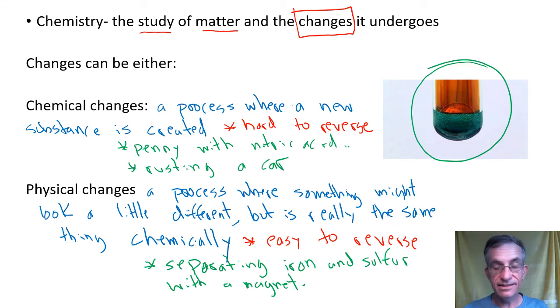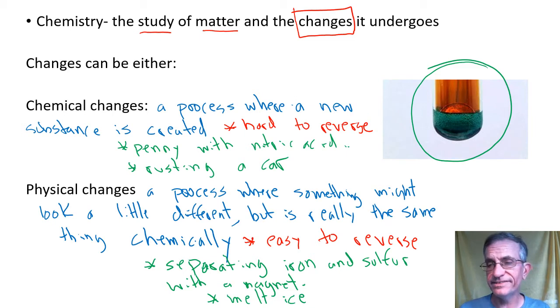Now, another example, the last one I want to put up here, would be things like melting. So melting, like melting ice. Yeah, you can melt ice. But if you put that water back in the freezer, it'll freeze back again. So if you can go backwards, like with melting, you can refreeze things. That's a physical change. All right, with that, let's go ahead and move on to a few examples.